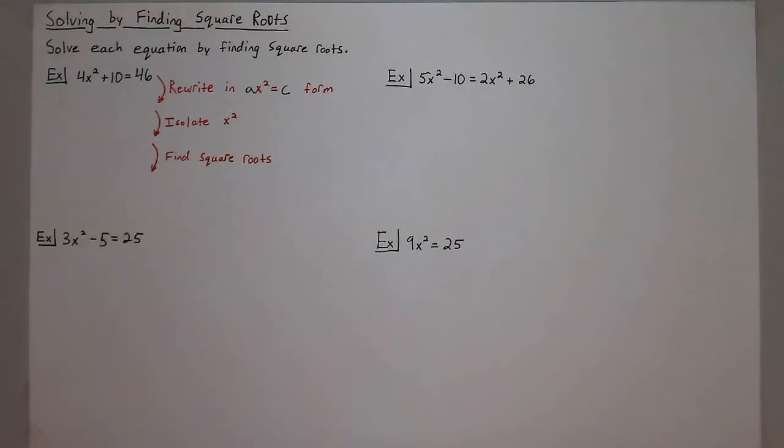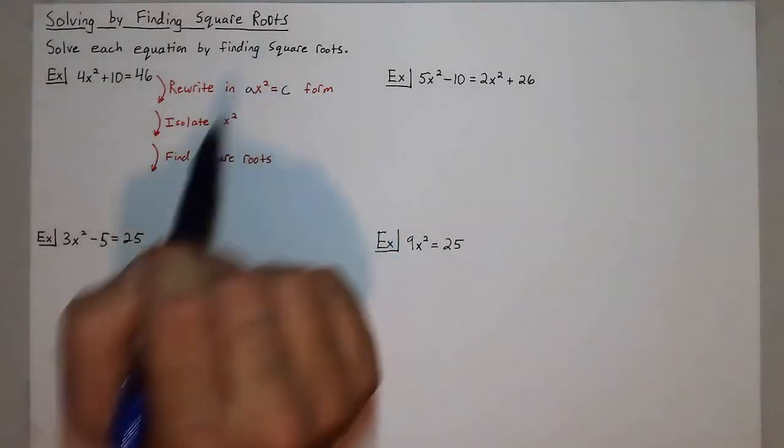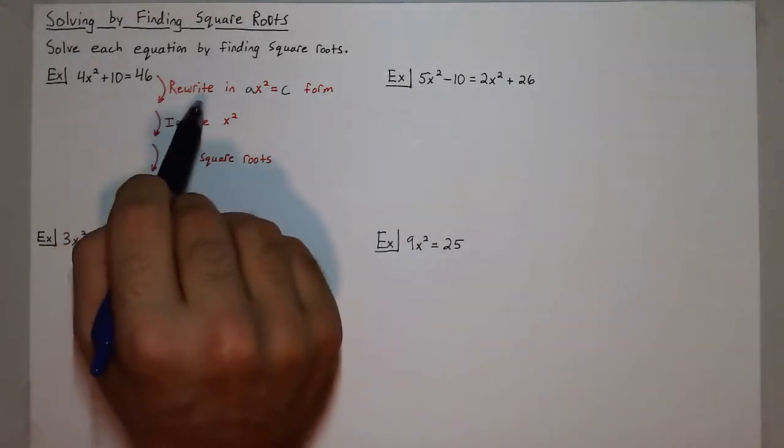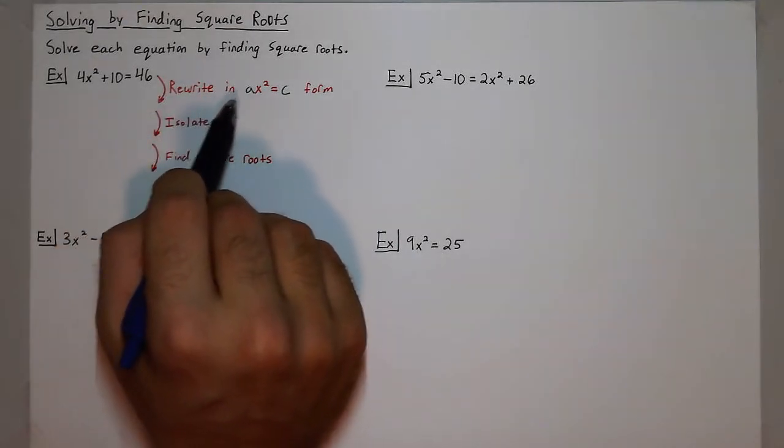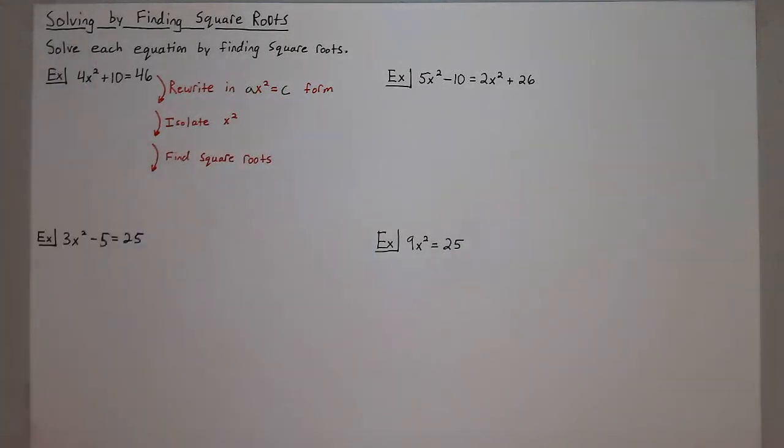In this video, we are going to learn how to solve by finding square roots. Now, we're going to solve each equation by finding square roots. So first, we must rewrite our equation in this form, ax squared equals c, meaning we're going to get the x squared term by itself.